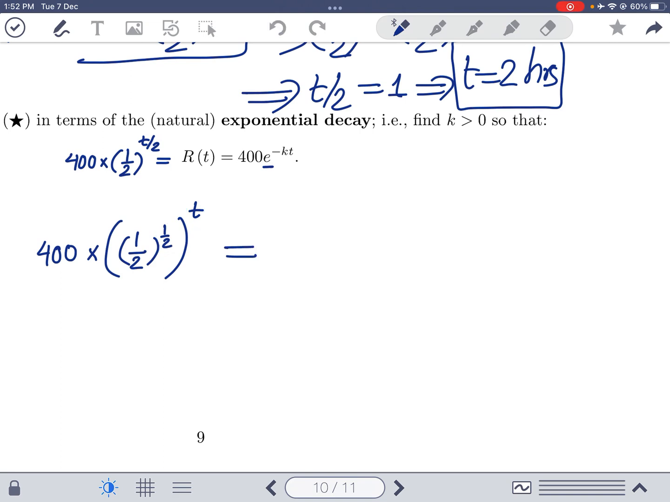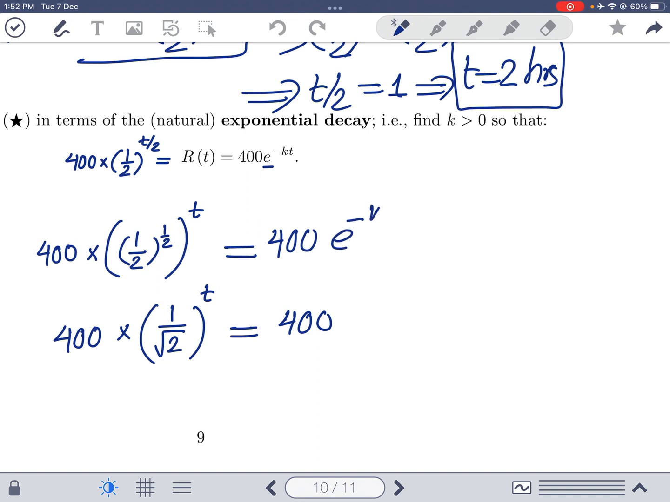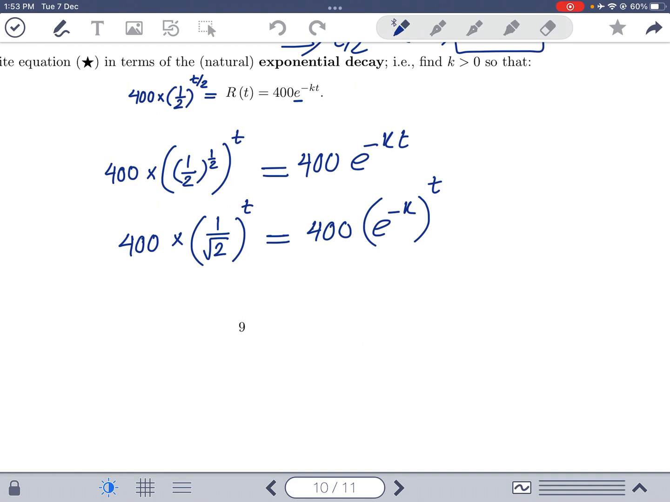But why did I write it like this? Because now you can say this is 400 times, an easier way, 1 over radical 2 to the t, equals, now look at the right hand side here, 400 e to the minus kt. Now look at how I will write it: e to the minus k, all of it to the power t. So that you see that in order to find this k, 400 and 400 cancel, and you just have to make sure that 1 over radical 2 equals e to the minus k.